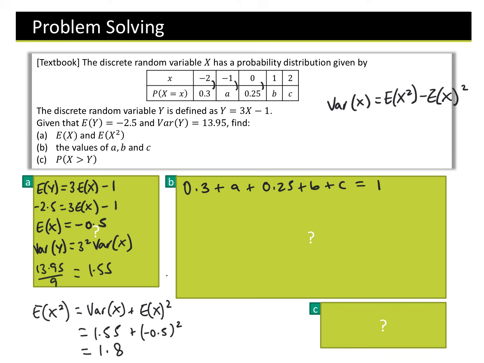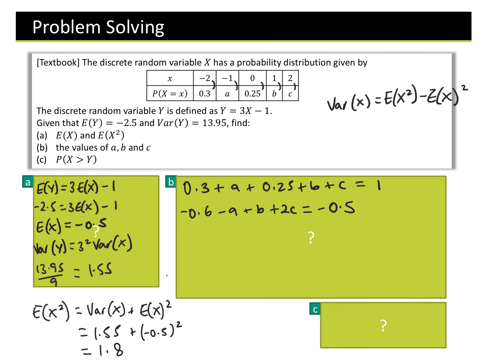And how do we work that out? By multiplying together. So minus 2 times 0.3 is minus 0.6. Minus 1 times A is minus A. 0 times 0.25 is 0. 1 times B is B. 2 times C is 2C. We know this equals our expected value, which we worked out in A, is minus 0.5. Then, what else do we know?